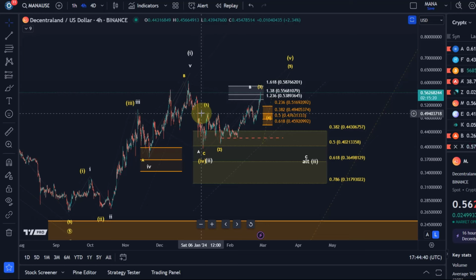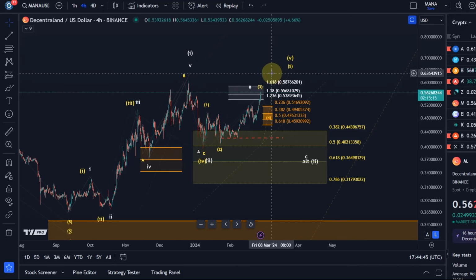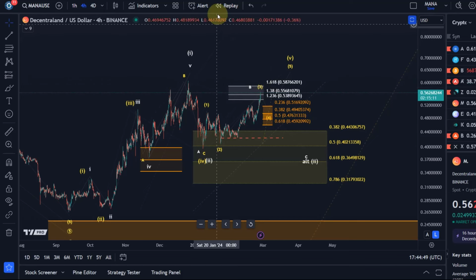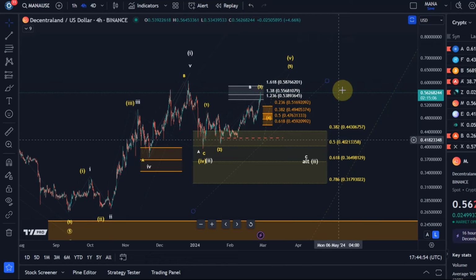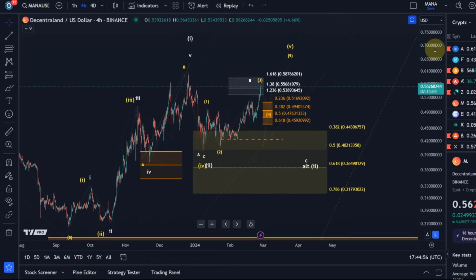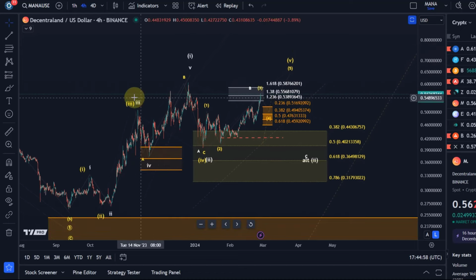And we've now reached my ideal target area for wave 3 there in yellow. So we are going to talk about that now. There are two scenarios that I'm tracking, and I'll tell you which one I prefer. So let's talk about the yellow count first, and this is my preferred scenario.